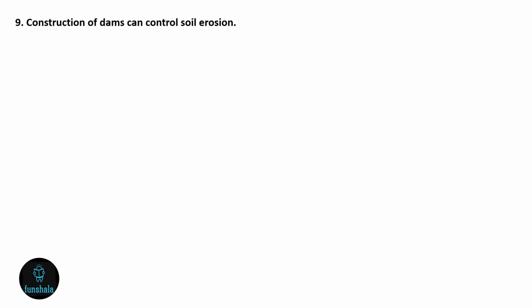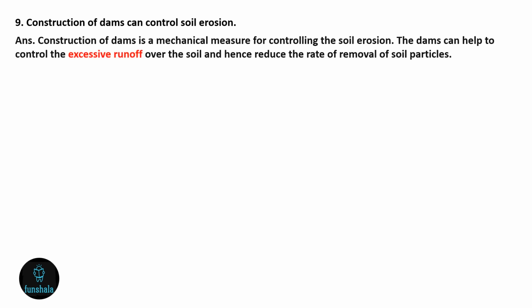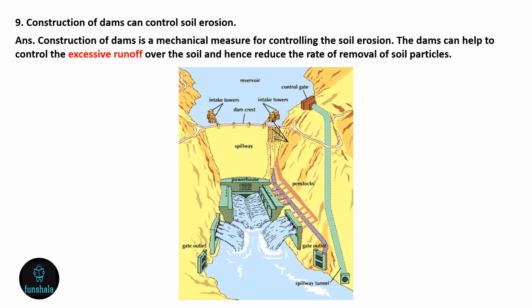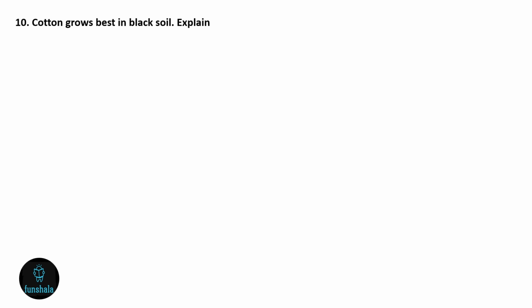Question number 9. Construction of dams can control soil erosion. And the answer is, construction of dams is a mechanical measure for controlling soil erosion. The dams can help to control the excessive runoff over the soil and hence reduce the rate of removal of soil particles. Question number 10, and one of the most important ones.